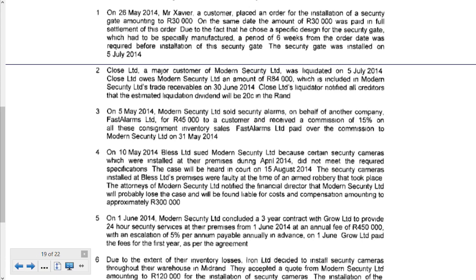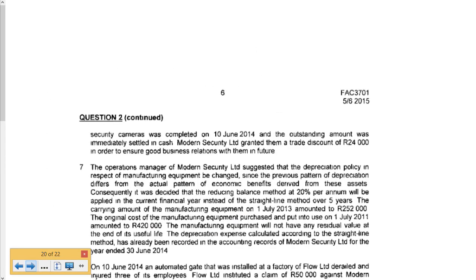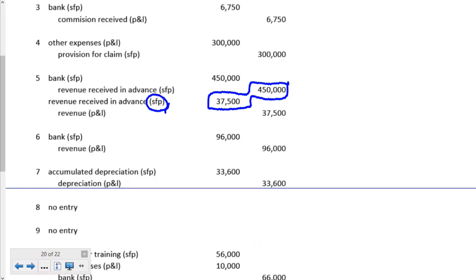Number 6. Due to the extent of their inventory losses, they installed security cameras in their warehouse. They accepted a quote for 120,000 Rand for the security cameras. The installation of the cameras was completed on the 10th of June, and the outstanding amount immediately settled in cash. We gave them a discount of 24,000 Rand to ensure good business relations with them in future. That 24,000 Rand we can't recognize as revenue, isn't it? So we recognize the net amount as revenue, which is the 96. 120 less the 24.